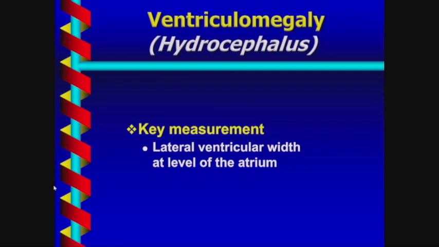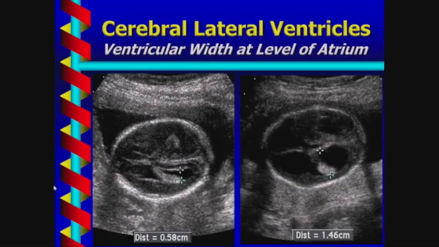Ventriculomegaly is yet another area where measurements are important. This is the easiest one. First of all, we measure it at the standard place, which is the lateral ventricular width at the level of the atrium, at the level of the posterior end of the choroid plexus. Even though this is drooping a little, it's completely normal. 6 millimeters is normal. Here, a big droop, and it's 14 millimeters, almost 15 millimeters.